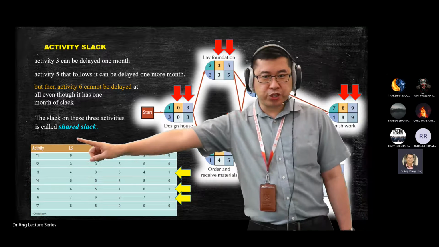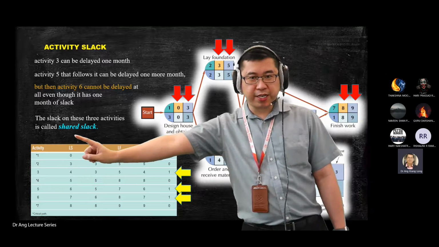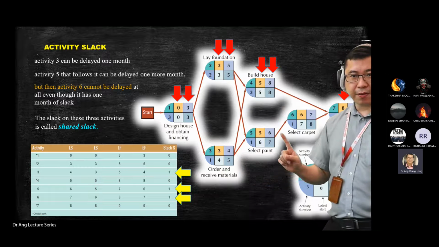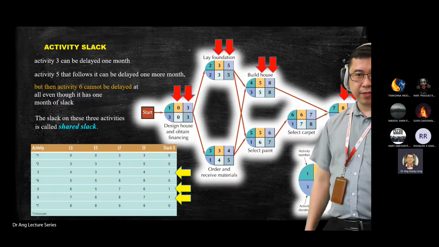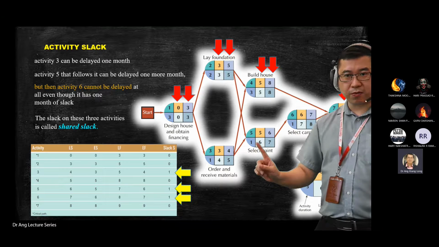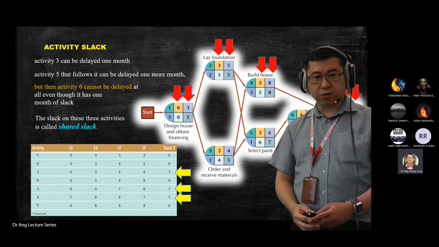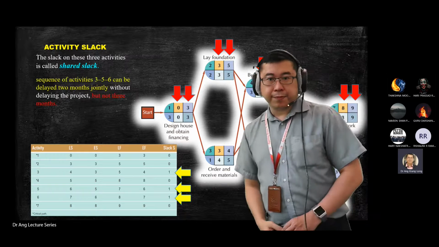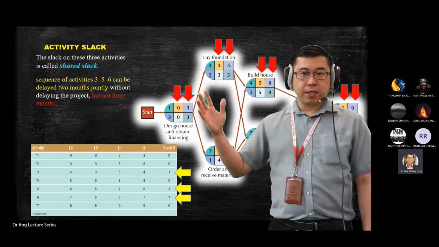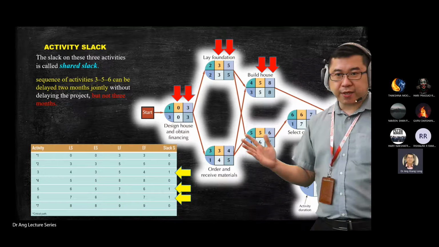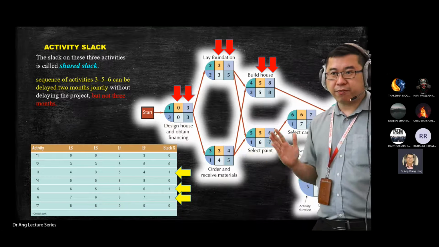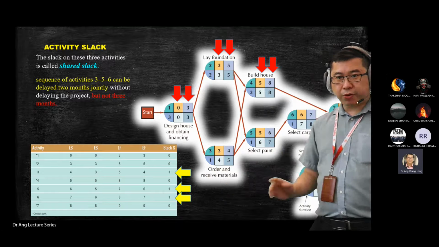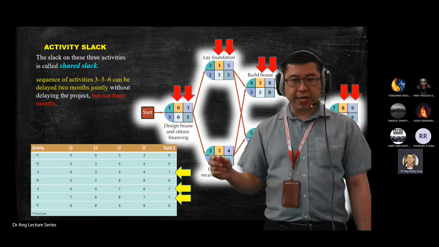The word shared is in front of the slack here. Shared slack is because of the arrows. You have the precedence arrows here. This one goes to here, this one goes to here. That's why they call it shared slack. So if you look at activities 3, 5, 6, the total time you can delay is 2 months and not 3 months.